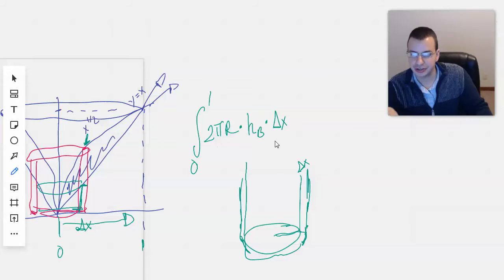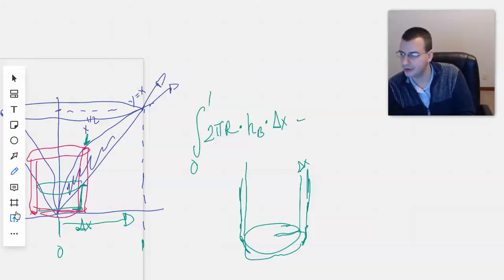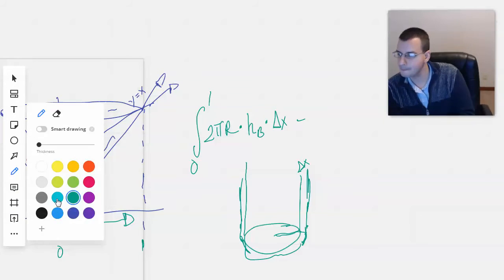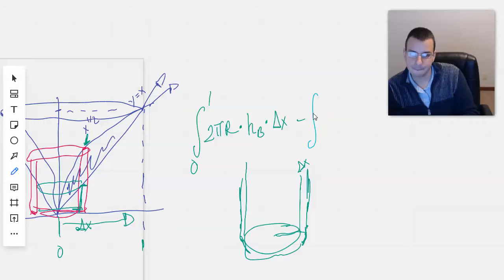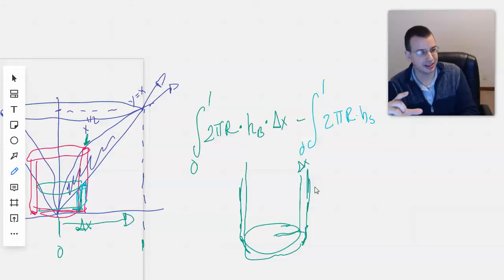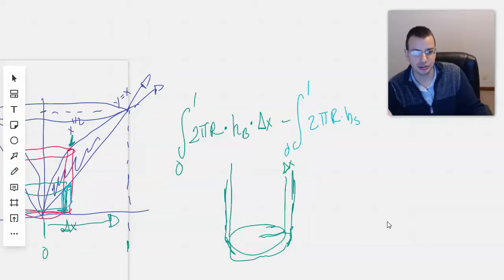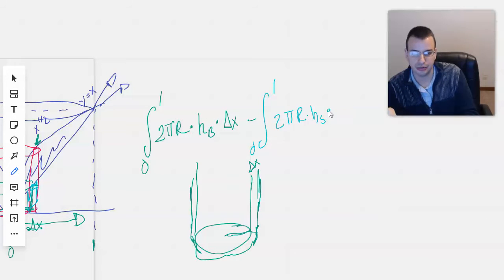So what this does right here is it gives us the volume of the top cylinder, and then we're going to subtract off the bottom cylinder, which is this part right here, and we'll have 2 pi r. I'm going to call that then h small. h small is the height of the small cylinder, and then we're going to multiply by delta x as well.